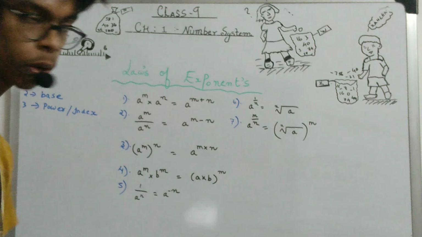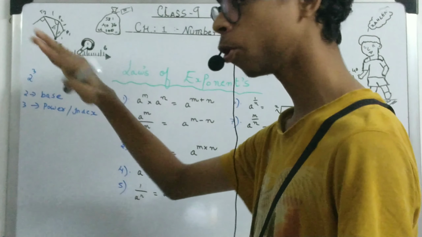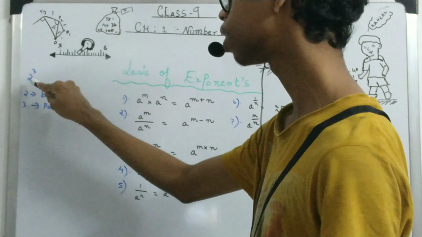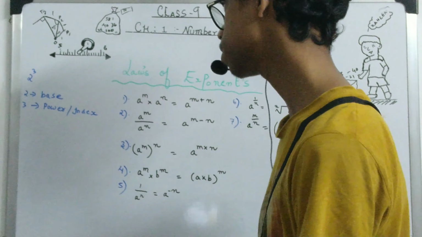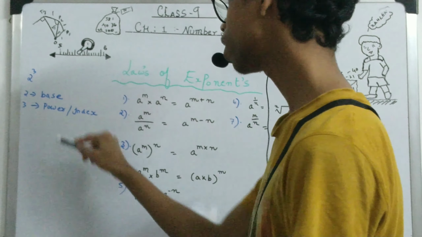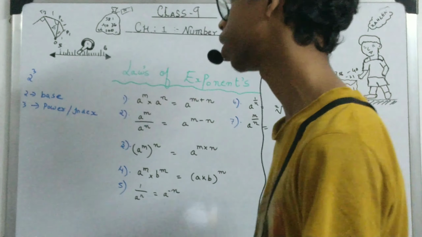You know what exponents are. Exponents consist of a base and a power. You are raising the base to a particular power. If I give the example of 2 cube, here 2 is the base and 3 is called the power of this 2. Another name for power is index. If you want, you can note it down.